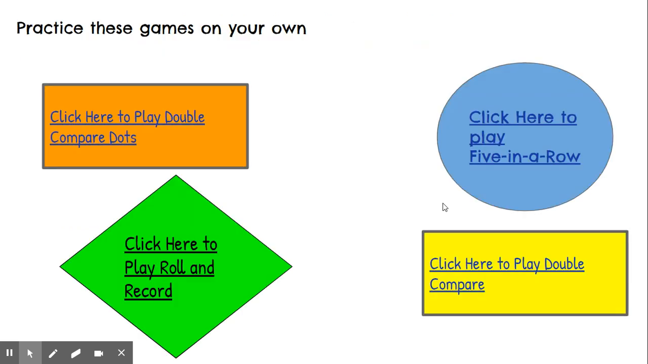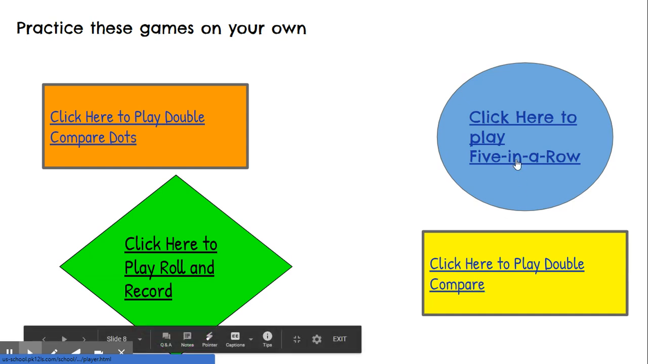Make sure you take some time to practice these games on your own. All you have to do is click on the words for whichever game you want to play.